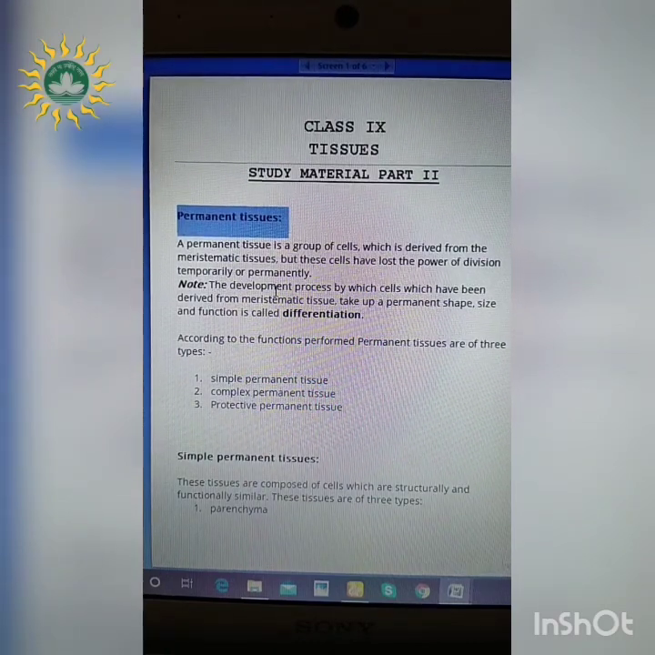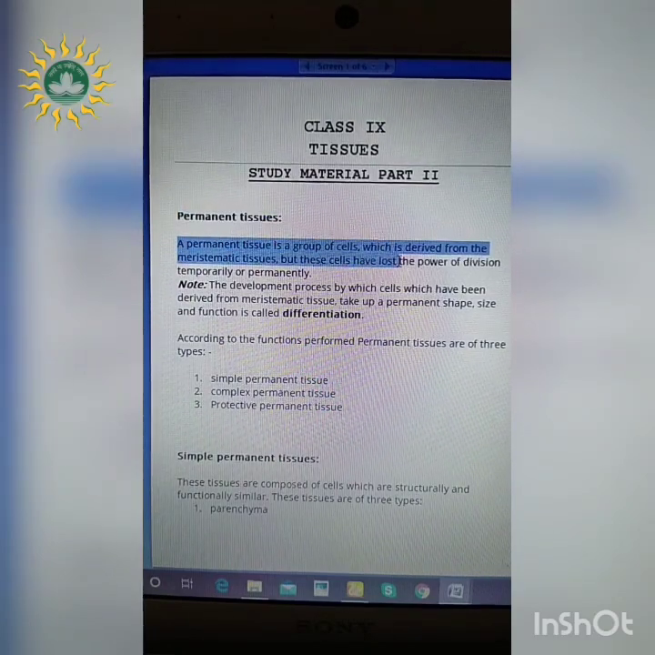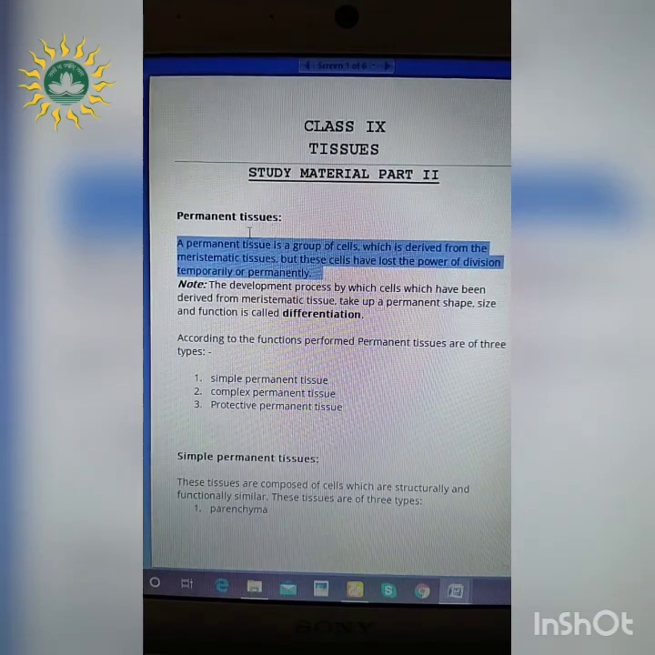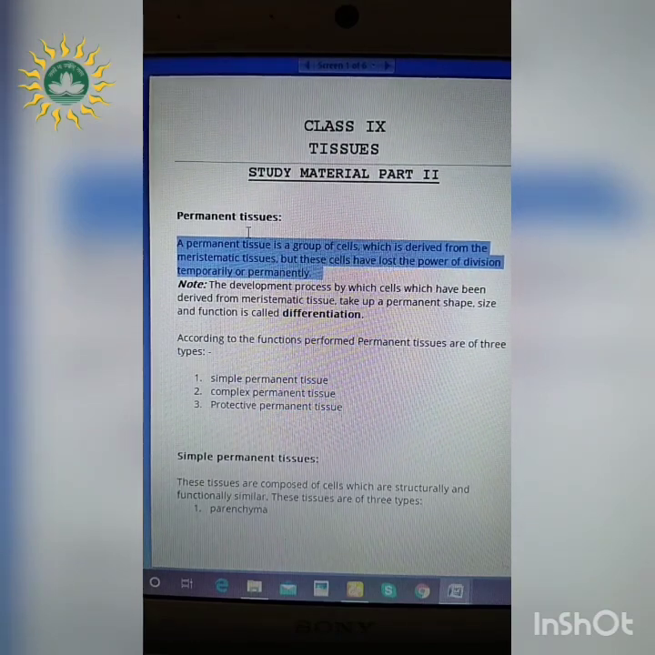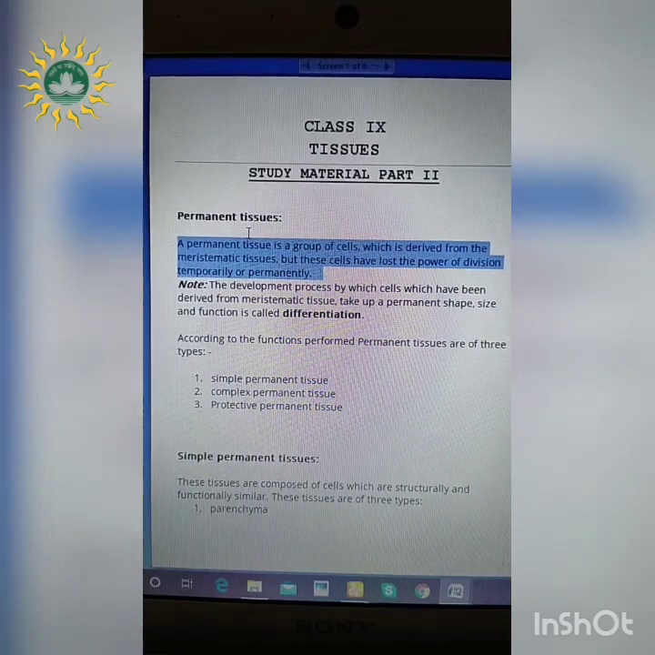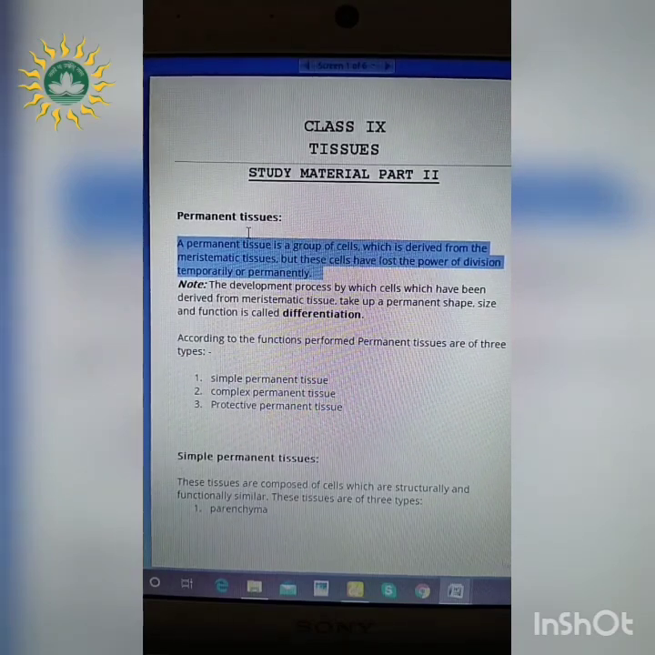So firstly, what is a permanent tissue? This permanent tissue is a group of cells which is derived from the meristematic tissues and has lost the power of division. From the name you can understand, permanent means it cannot be divided. It is not temporary, it is permanent. Okay, so these permanent tissues, they are definitely derived from where? From the meristematic tissues which are able to divide, and they form a group of cells.